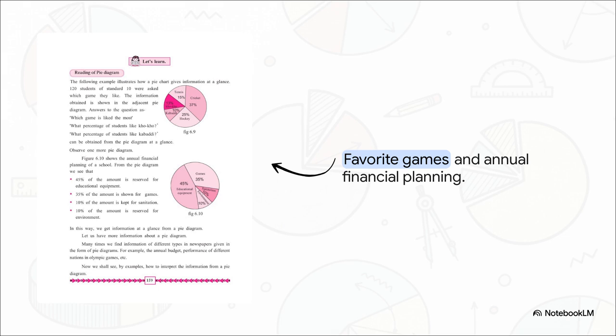Now observe the second diagram showing a school's annual financial planning. You definitely don't need to be a chartered accountant to see that the biggest chunk of their budget, exactly 45%, is strictly reserved for educational equipment. Our brains just process these visual proportions so much faster than staring at a boring table of numbers.